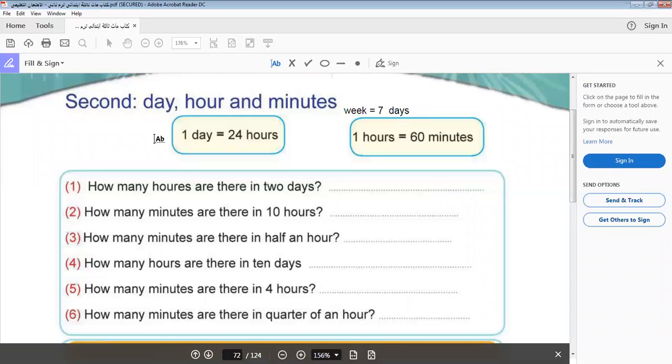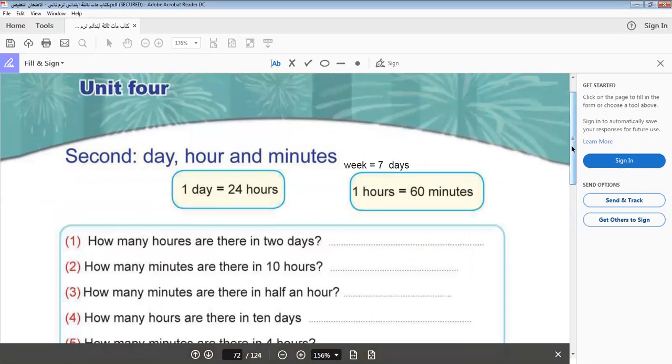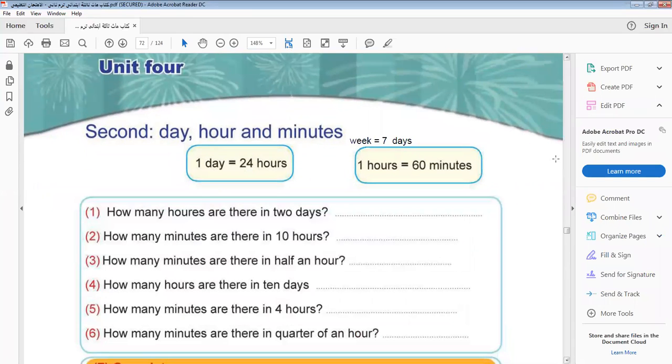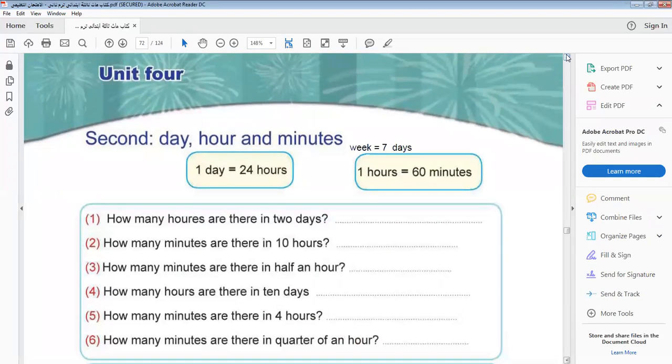Okay. So you have to know that the day has 24 hours. If you see the clock, if the big hand goes to 12 two times, then 1 day has passed. So the day has 24 hours and the hour is 60 minutes. The hour is 60 minutes, and the minute is the dash on the clock.